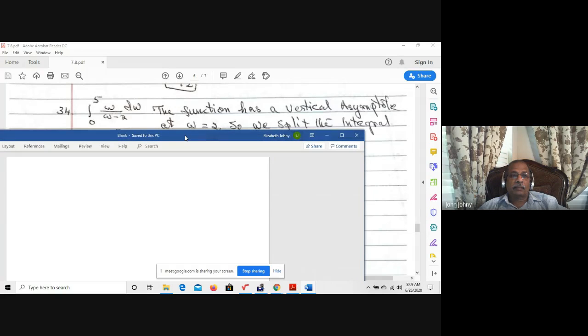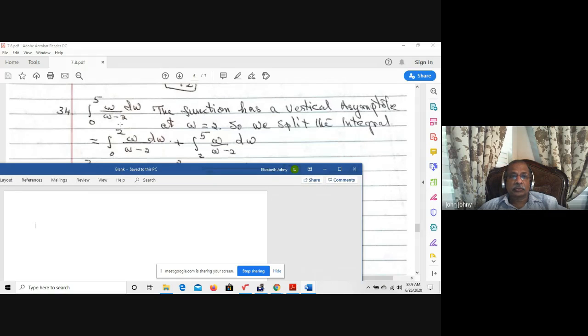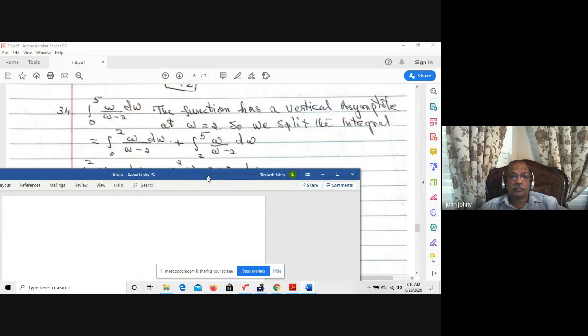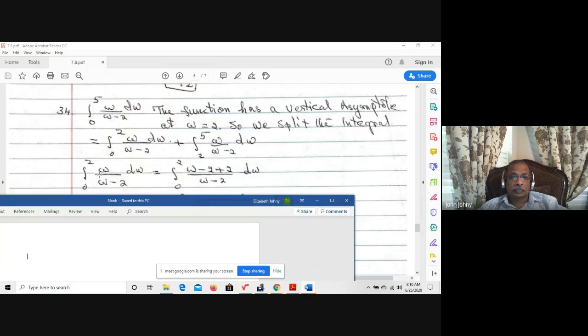Number: integral from 0 to 5 of w divided by (w minus 2) dw. The function has a vertical asymptote at w equal to 2. So we split the integral as the integral from 0 to 2 of w over (w minus 2) dw plus the integral from 2 to 5 of w over (w minus 2) dw. So first one, we are calculating the first one.